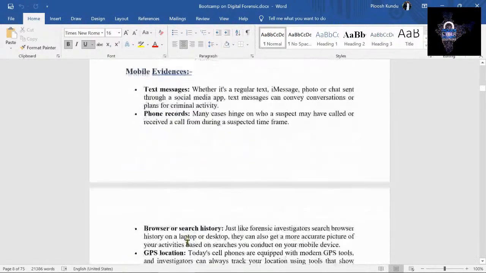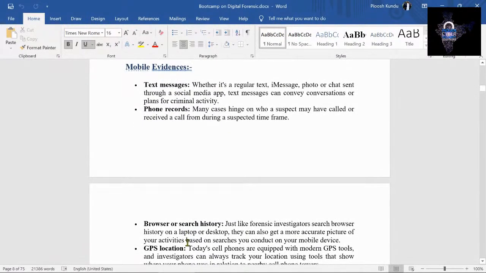Now what is mobile evidence? From a mobile, what evidence can we collect as a digital forensic investigator? Now first is the text messages, whether a regular text or iMessages, photos, or chats sent to the social media apps. The text messages can convey conversations of plans for the criminal activity.